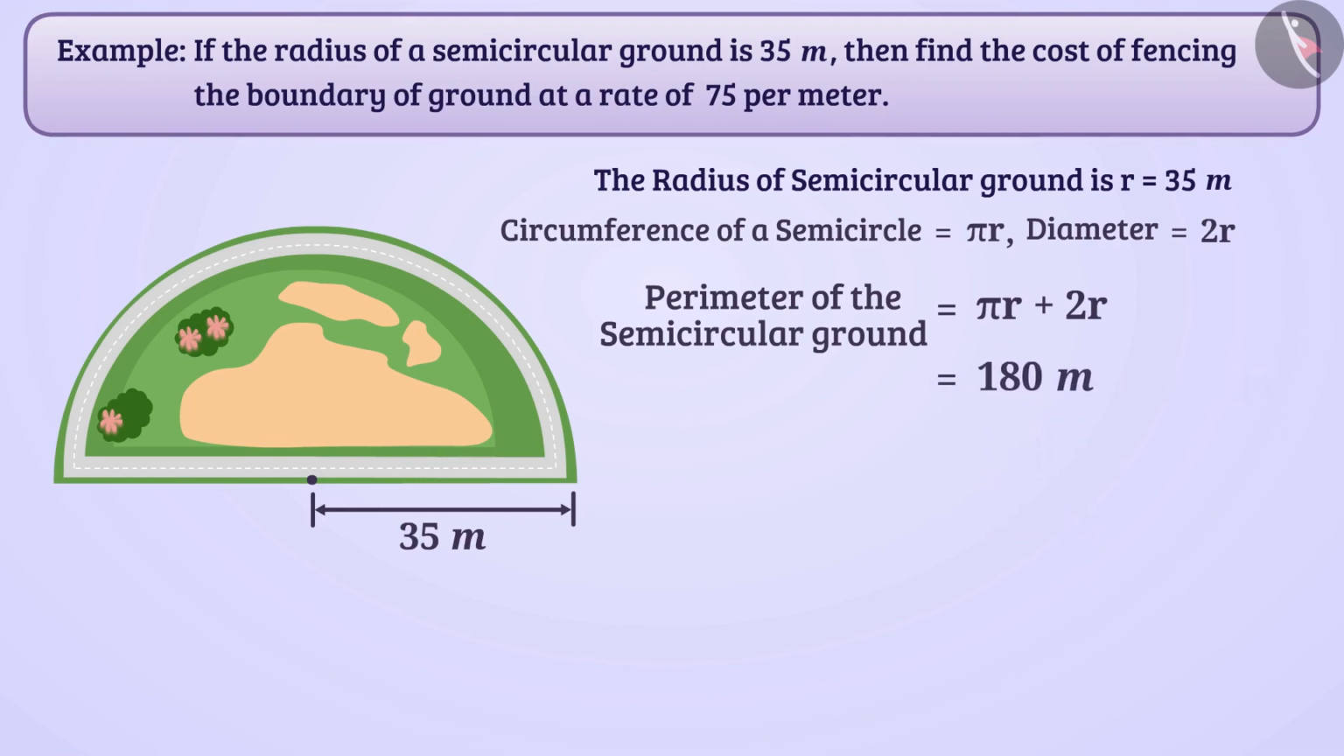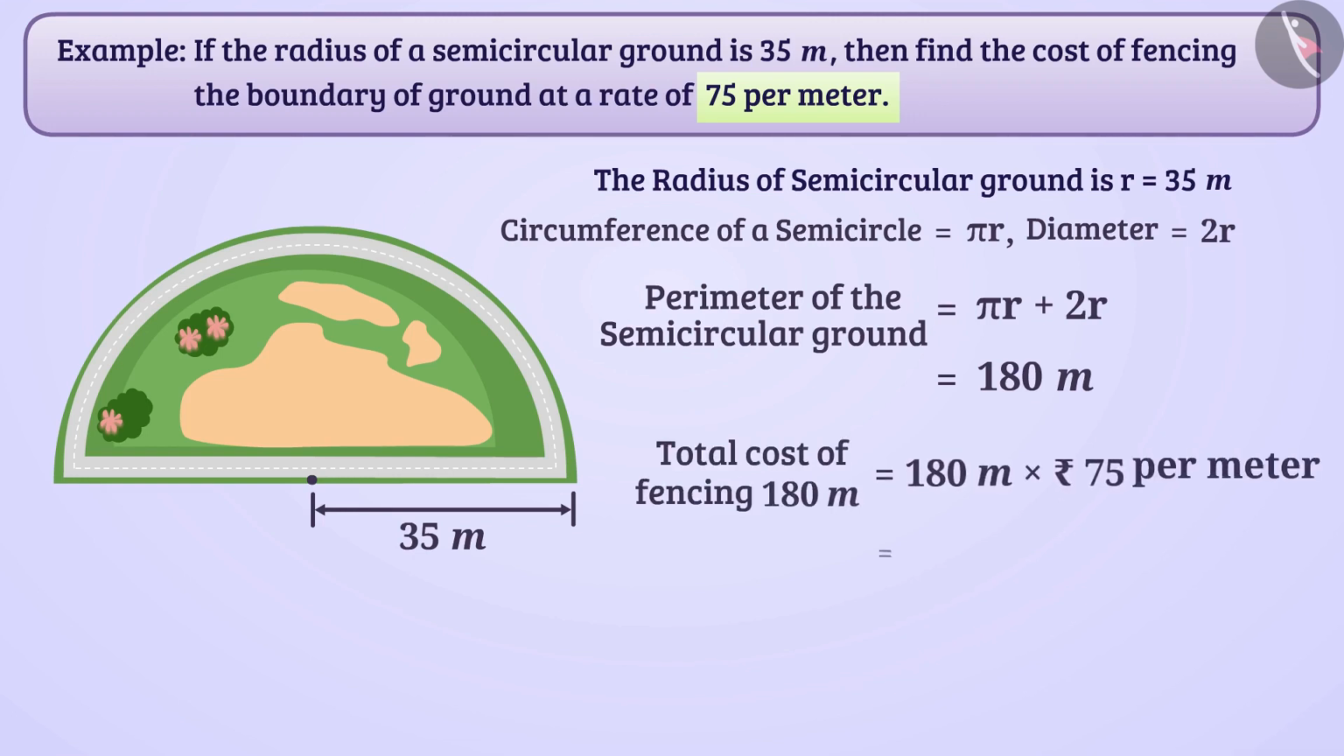Since the cost of fencing is rupees 75 per meter, therefore the total cost of fencing 180 meter will be 180 meter multiplied by rupees 75 per meter, which is equal to 13,500 rupees.